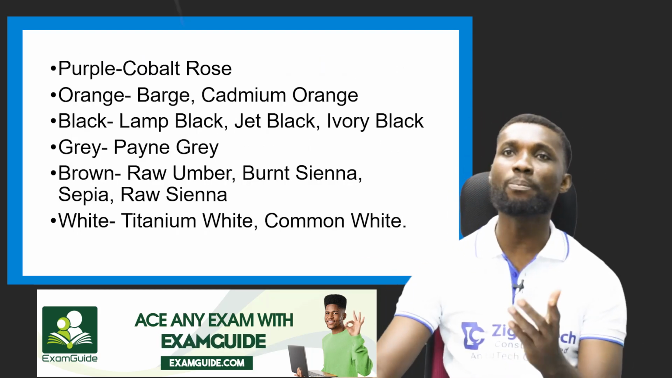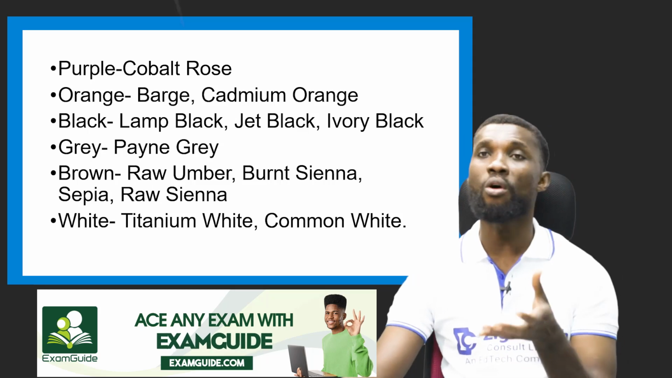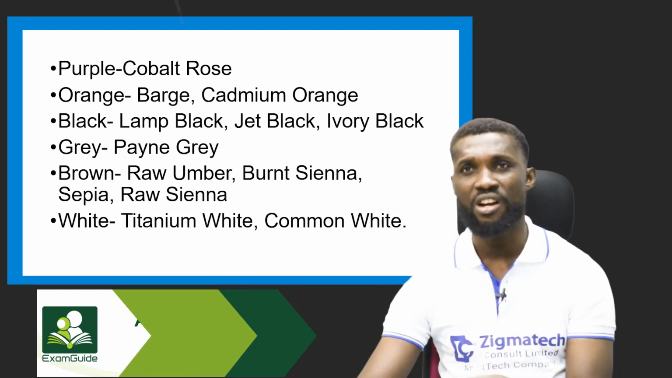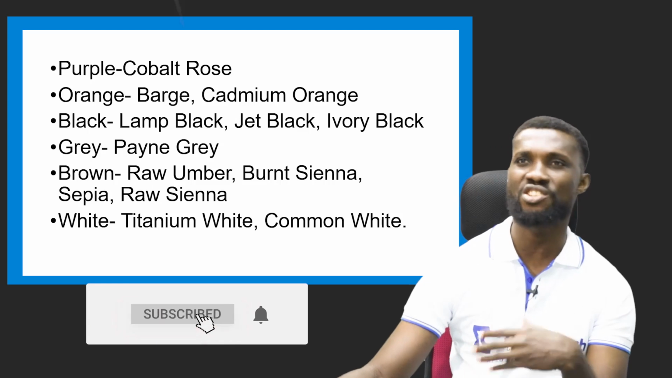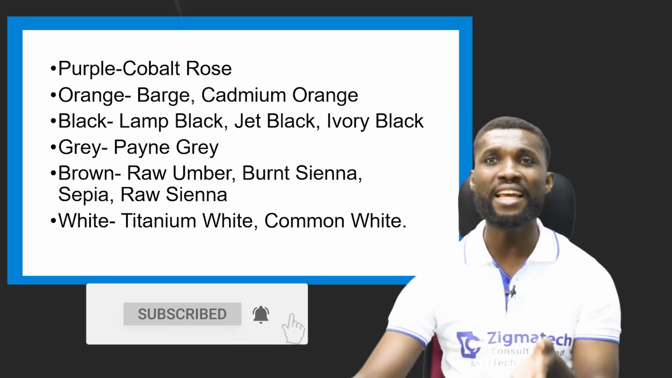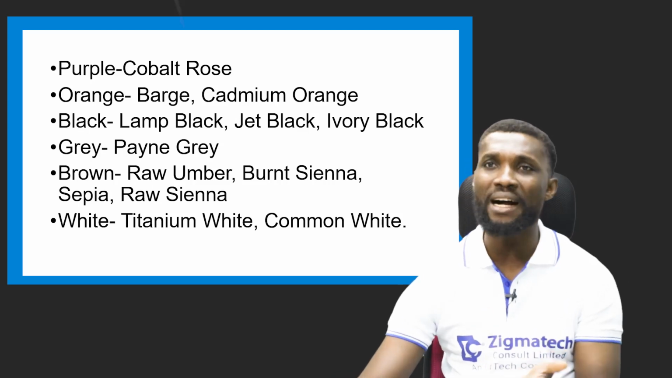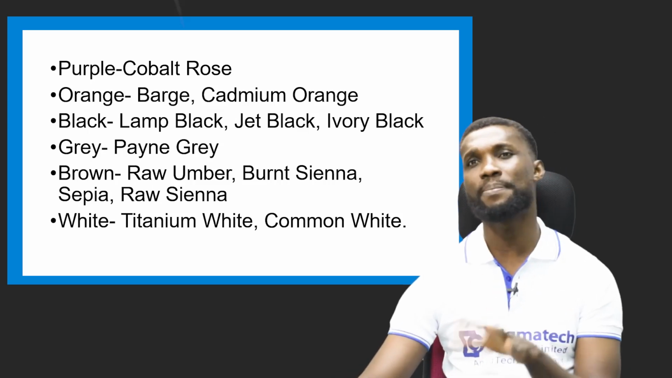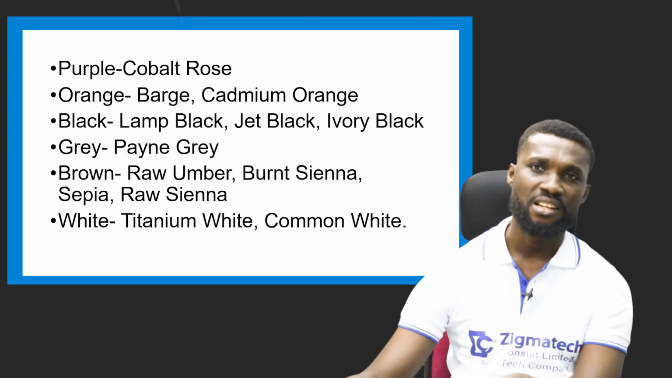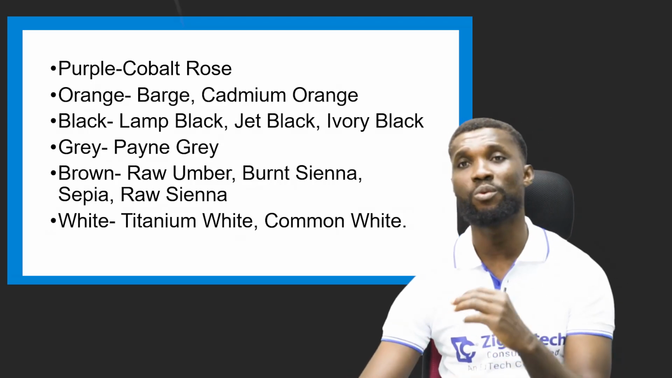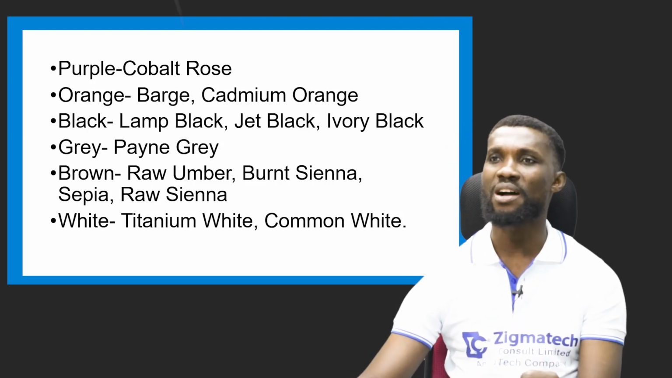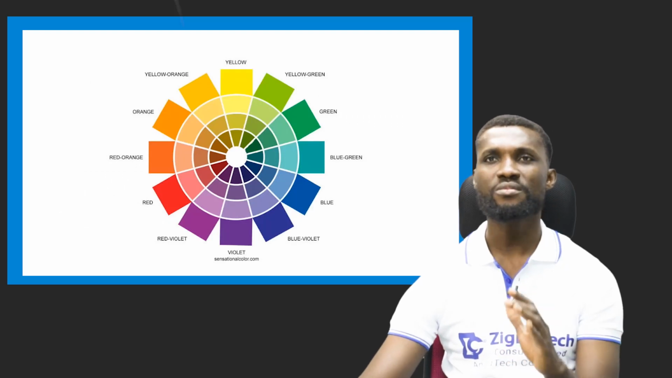Okay, let's see. The purple, we have the cobalt rose. For orange, we have the cadmium orange. For black, we have the lamp black, jet black, ivory black. For gray, we have the paint gray. For brown, we have the raw umber, the burnt sienna, the raw sienna. For white, we have the titanium white, and the common white. All these are the families for each color.